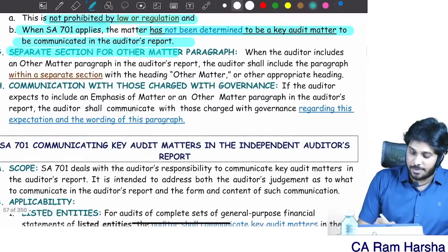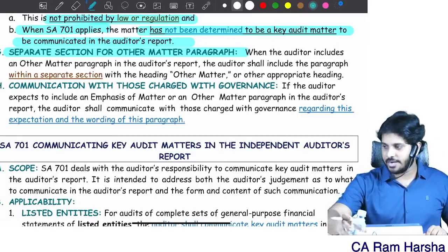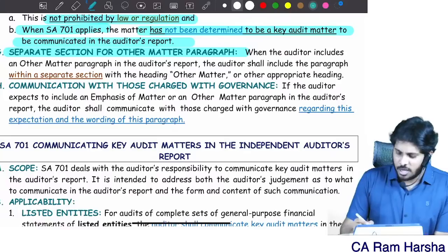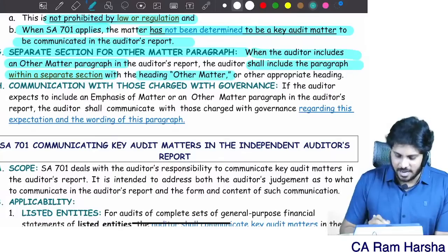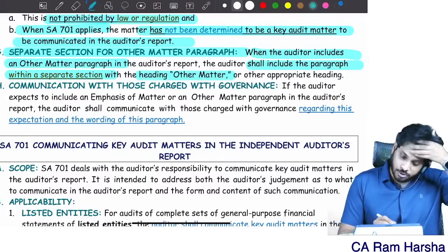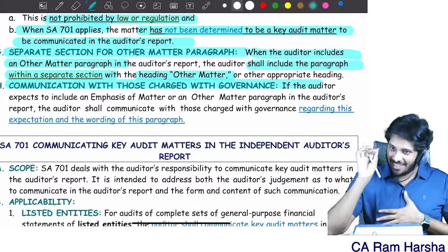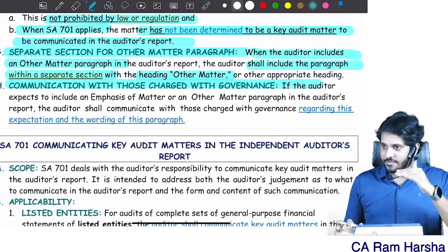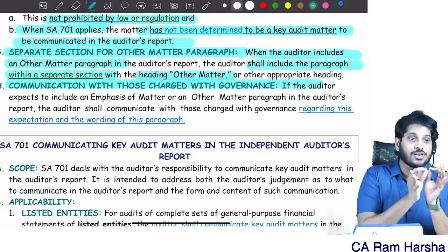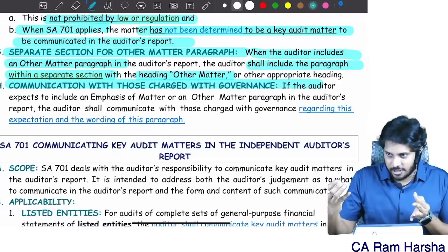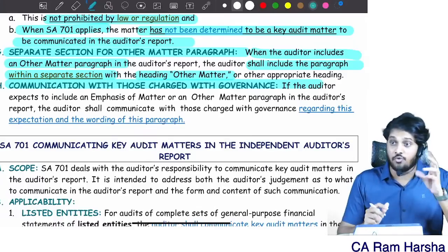Further, the other matter paragraph shall be given in a separate section of the auditor's report. So when the auditor includes an other matter paragraph, it shall be included in a separate section with a heading called Other Matter. And one more thing: whenever the auditor decides to include an emphasis of matter paragraph or other matter paragraph, don't directly include it in the audit report. Tell the management that you are including this, and how you are going to draft it. Give them the draft emphasis of matter paragraph and draft other matter paragraph.